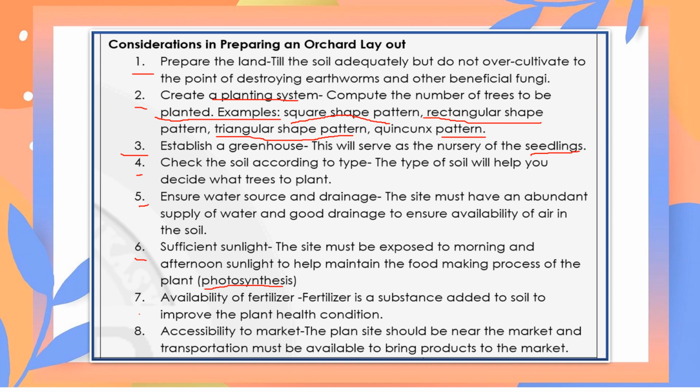Next, availability of fertilizer. Fertilizer is a substance that is added to soil to improve the plant health condition. And lastly, accessibility to market. So the plant site should be near the market and transportation must be available to bring products to the market. So those are the considerations in preparing an orchard layout.